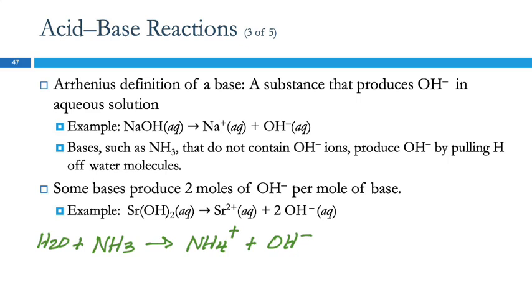Just like we had diprotic acids, some bases can produce more than 1 mole of hydroxide. So strontium hydroxide, there are 2 moles of hydroxide in every mole of this base. We don't have a special name for them though, not like dihydroxybase or anything like that.